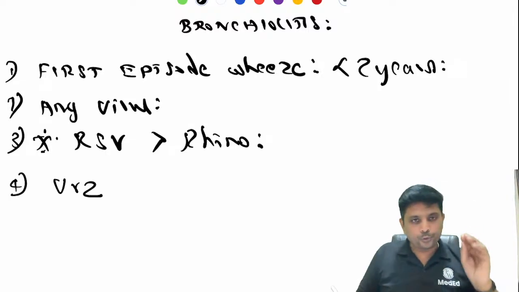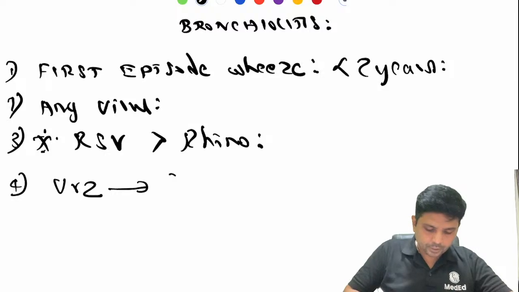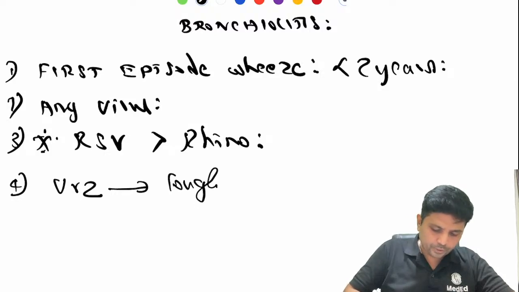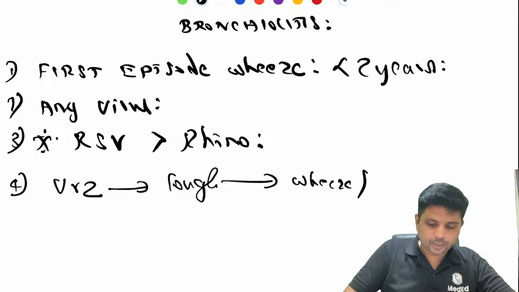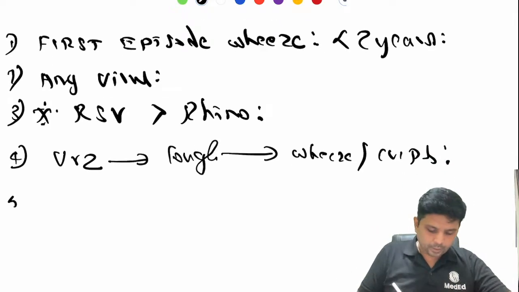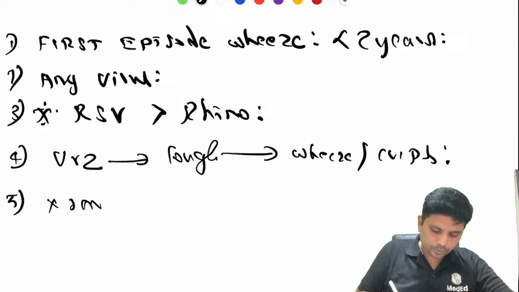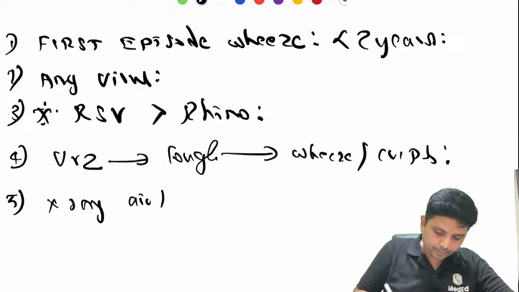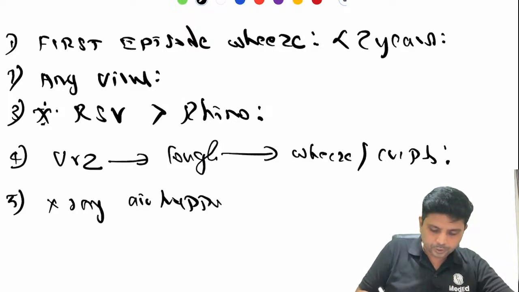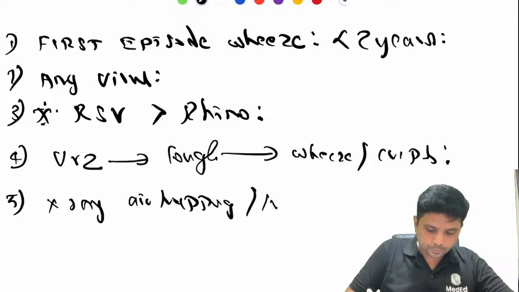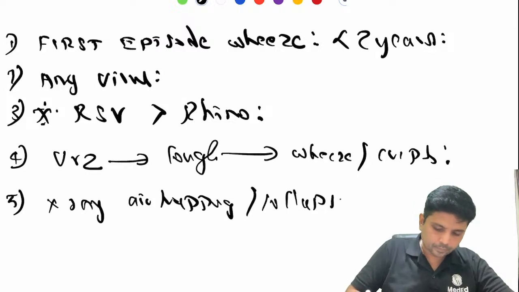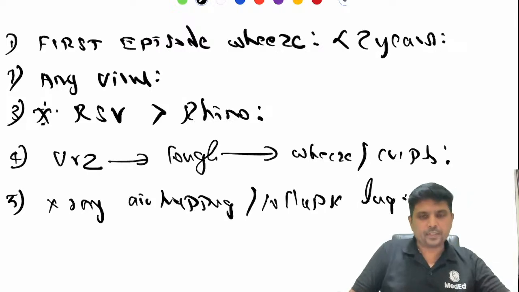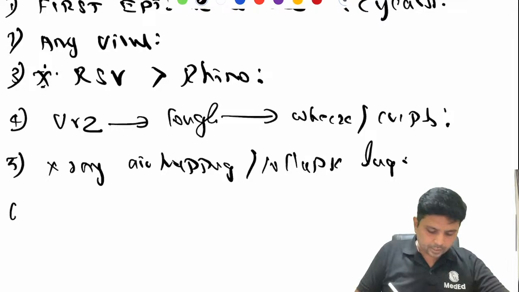So, what is the manifestation? Usually, the child will have URI, which gradually progresses to severe cough, and you can have wheeze and crepts. In X-ray, you have air trapping because of obstruction, and you can have collapse of lung. So what is the treatment?